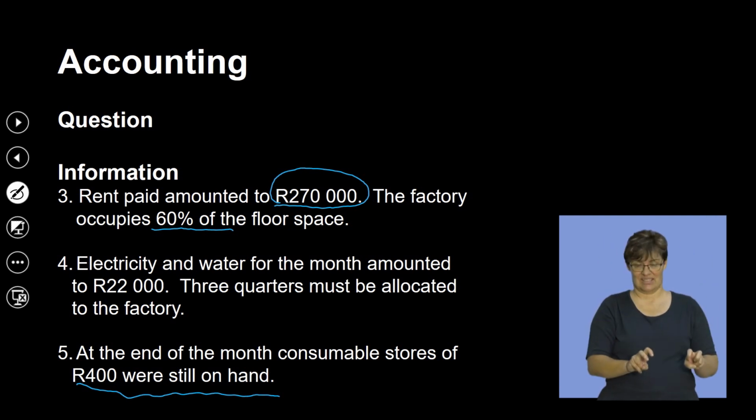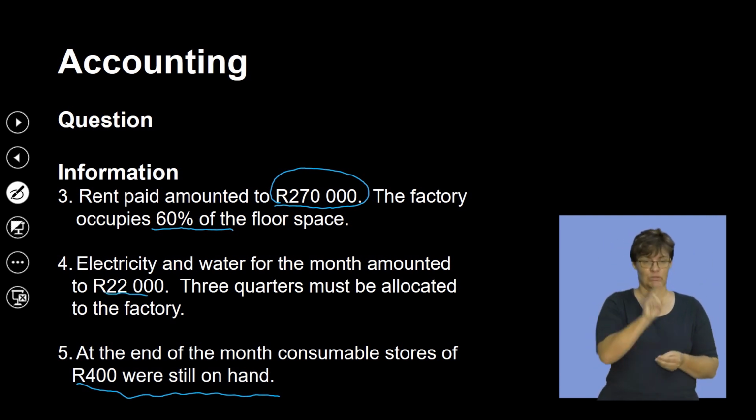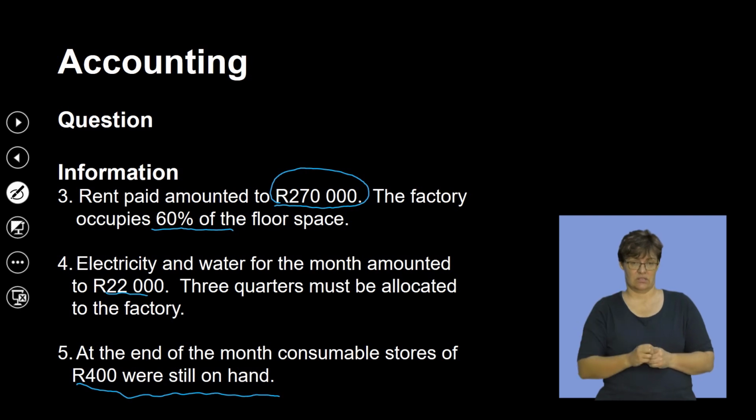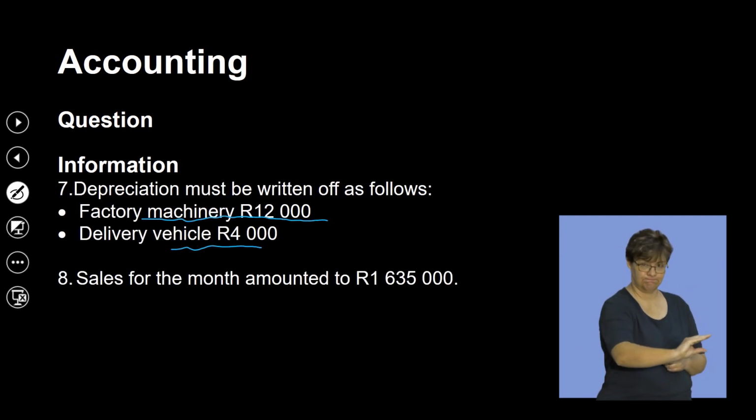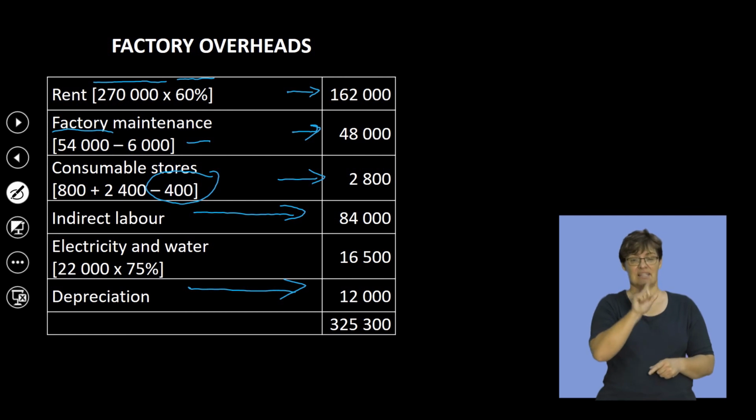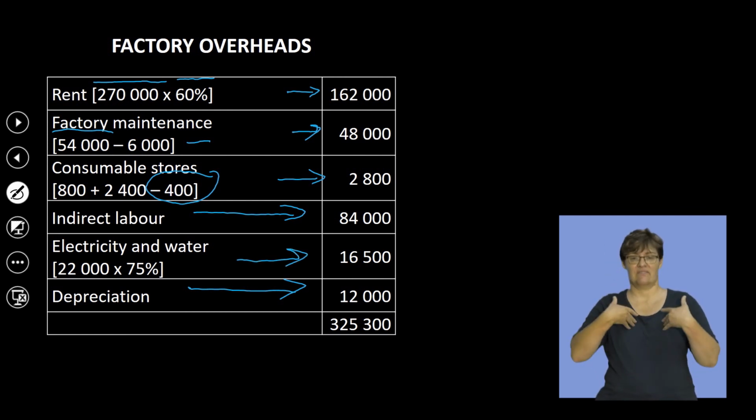And the last one we are dealing with here is your electricity for the month, amounted to 22,000. 3/4 must be allocated to the factory. Therefore, you can clearly see that 75% of 22,000 will give you your 16,500.